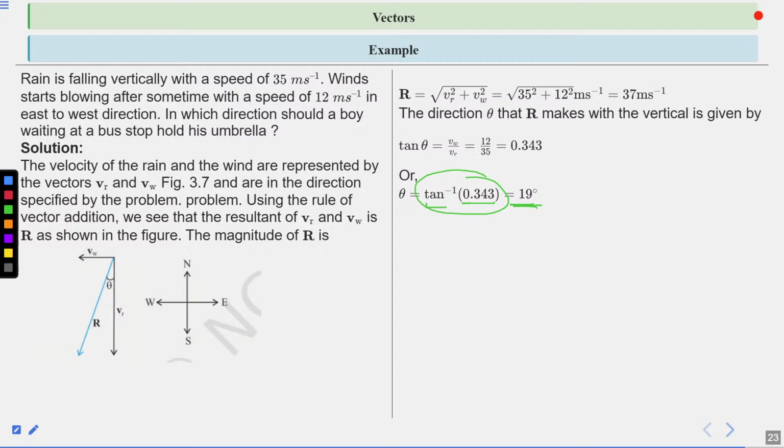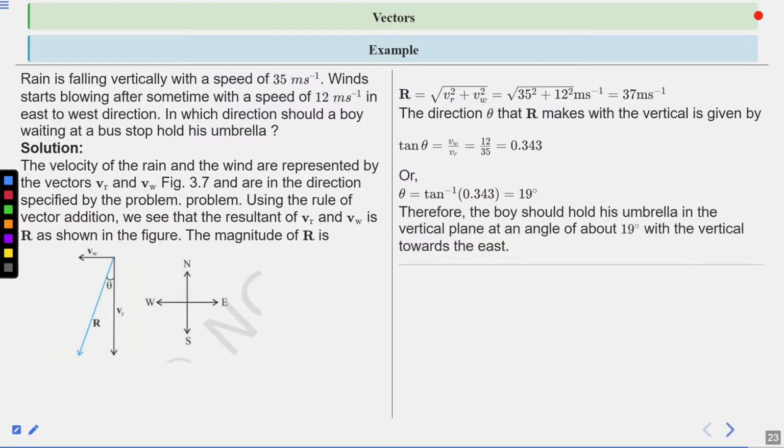Clear? It means the boy should hold his umbrella in the vertical plane at an angle with the vertical towards the east. I hope this is clear. Yes or no?